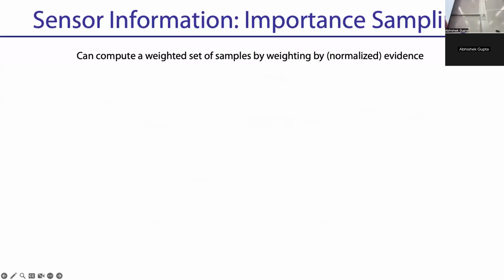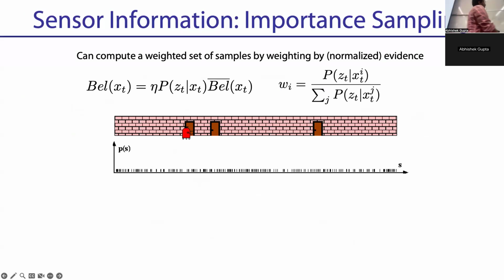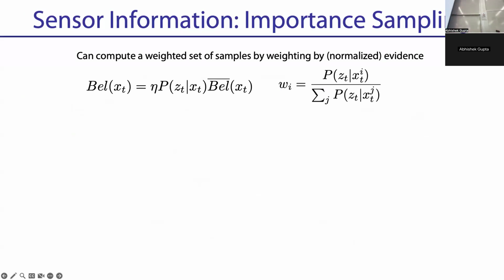Okay, so going back to our particle filter, right? We're essentially going to have the previous step gave us a list of states which was belief bar. For our measurement step, we're just going to compute these weights, which is going to be P of Z given X divided by the sum of P of Z given X.